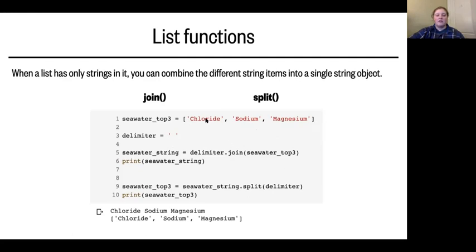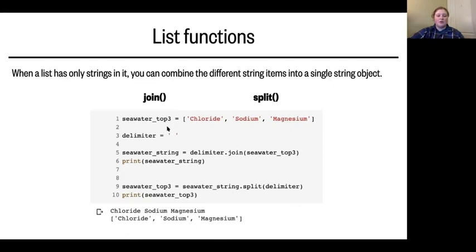And what that does is it takes the first item in the list and it prints it into a string, and then it takes this delimiter and puts it between the first and the second, and then the next item in the list, and however many items in the list you have, they're all going to be joined together as a string, separated by the delimiter. If you want to put that string back into list format, you can use the split function, in which case you put your string variable name dot split, and you split at the delimiters. So in this case, we're splitting at the spaces, and you can see that put that back right there as seawater top 3, chloride, sodium, and magnesium.